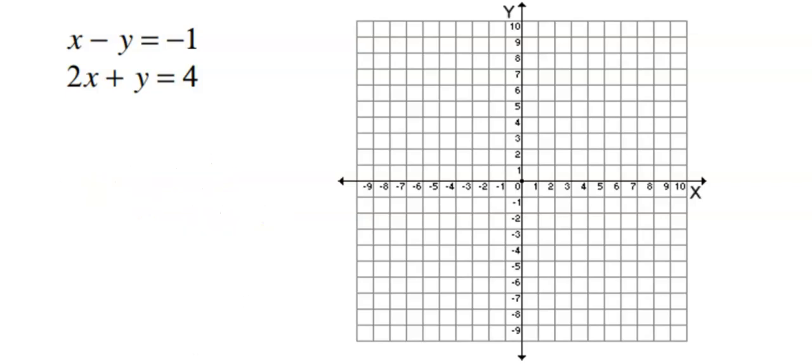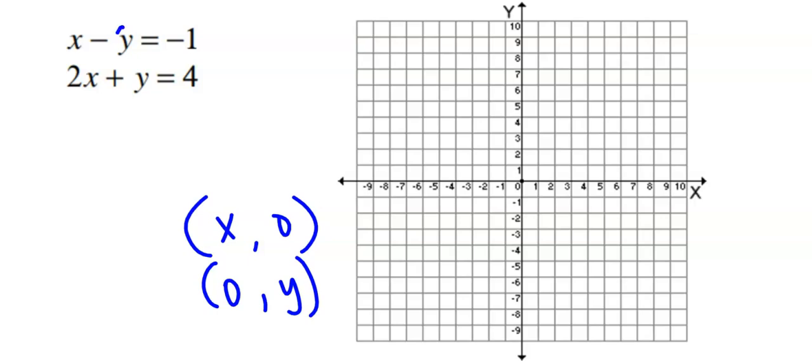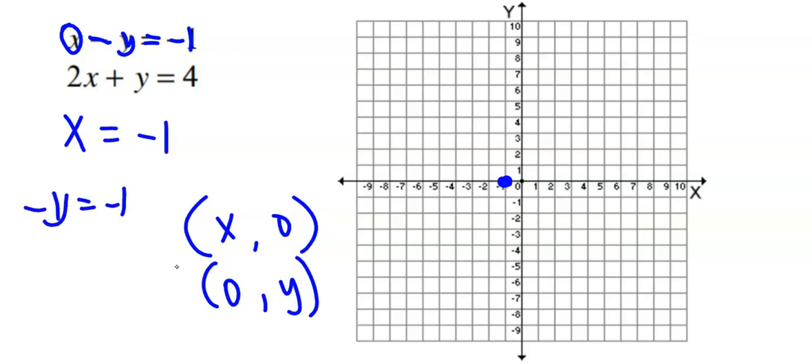And we use the intercept method because we know that an intercept has a 0 as one of its values. So if I place a 0 here, then I would have x is equal to -1, and that's an intercept. If I placed a 0 here, I would have -y equals -1. And if -y is equal to -1, then I can divide both sides by -1 and get my y-intercept. If my y-intercept is 1, then there's my line.